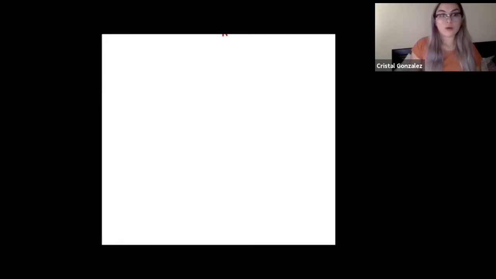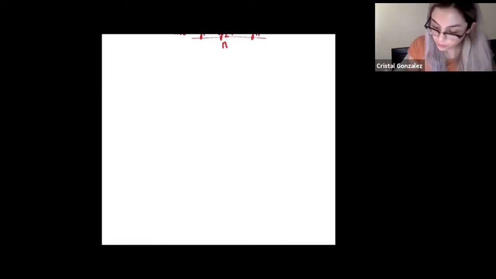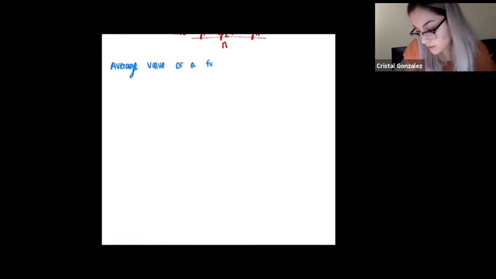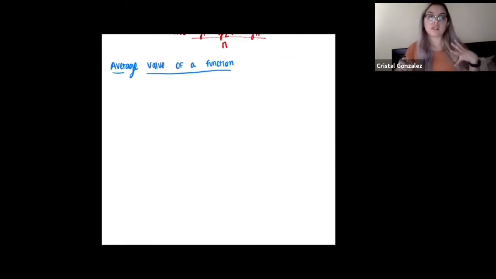So in order to find the average value of a function, we actually have a little theorem for this. And this isn't too bad. It's basically just doing the fundamental theorem of calculus again, part 2, and just adding a little piece to it. So you're just evaluating a definite integral.